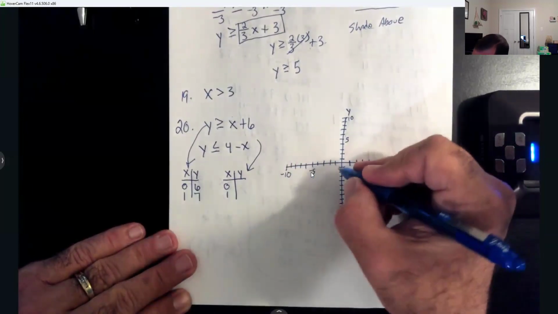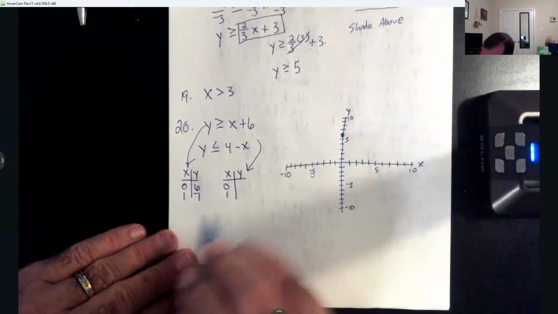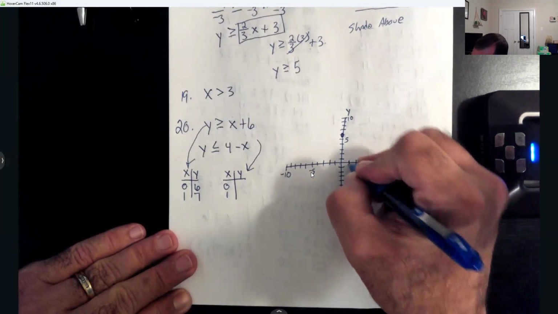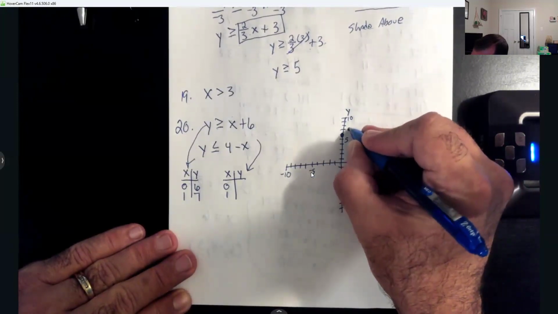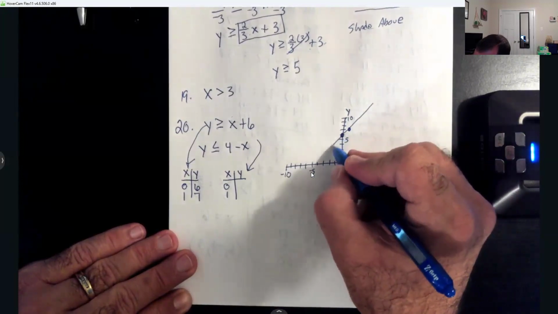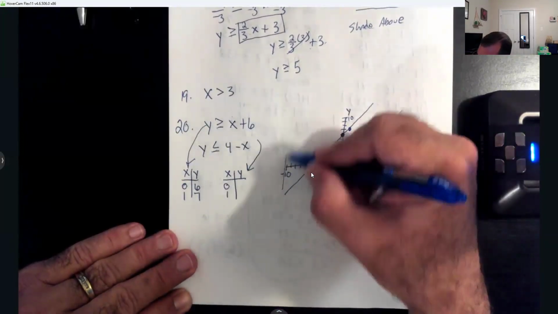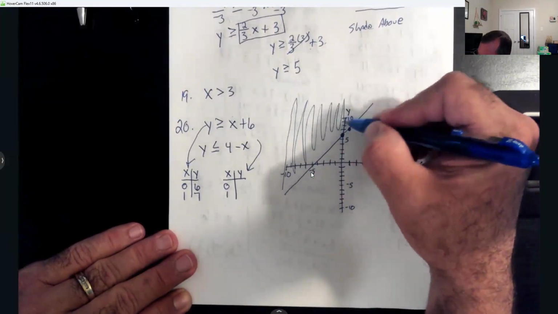So 0, 6 will be at 0, up 6. And then 1, 7 will be right 1, up 7. So that line was solid. And it was greater than, so it would shade above all this.